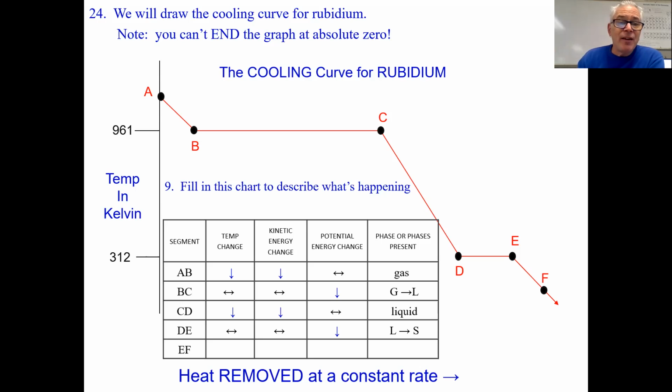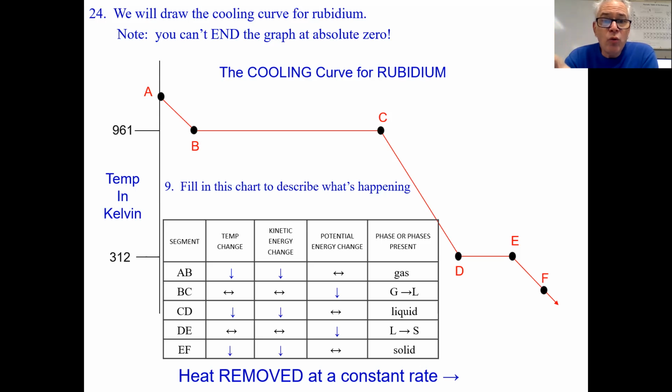And then from E to F, it goes from 312 down to as cold as you can make it, but not to absolute zero. The temperatures change, the kinetic energy changes, and there's no change in phase, so the potential energy is constant. Only one energy at a time will change. Temperature and kinetic energy work together. Potential energy is available for us during a phase change.